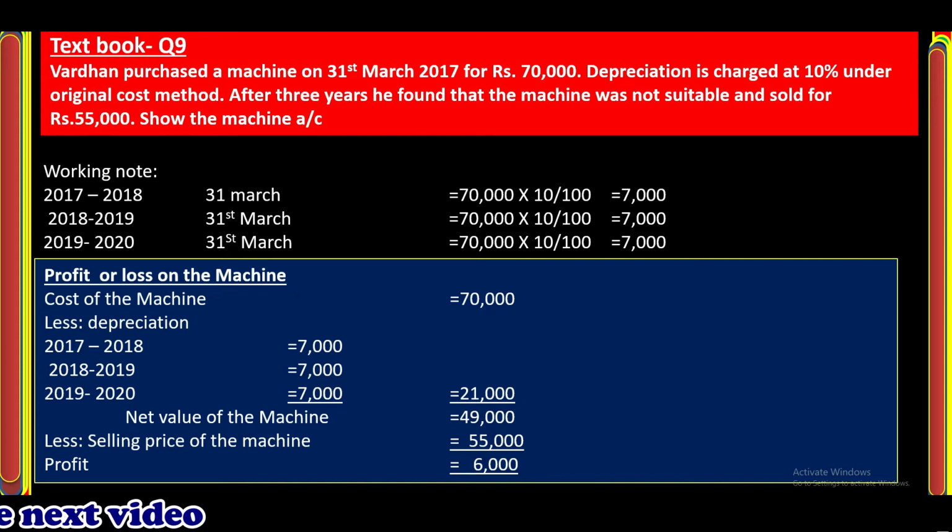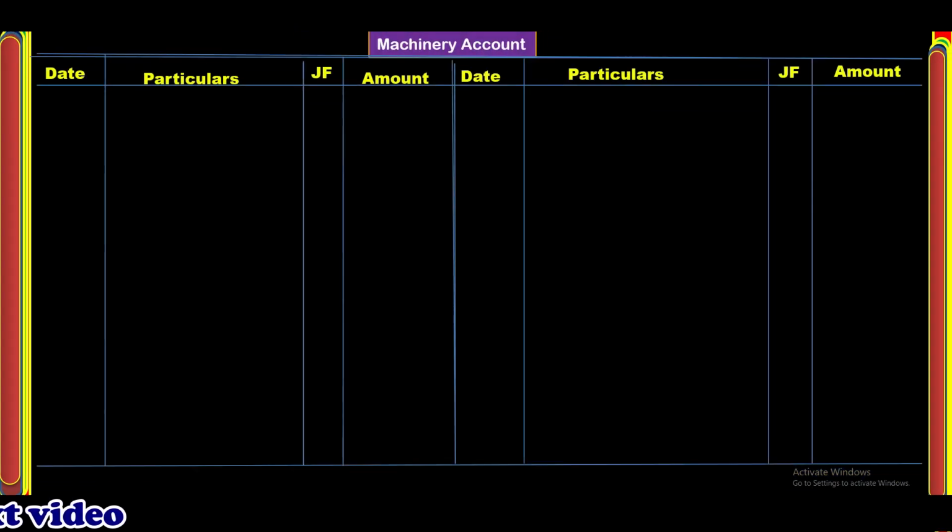Okay, so here I am going to show how to prepare the machinery account. Let us see. Now I am going to show the machinery account. In this machinery account, on the debit side we should show the cost of the machine. The year is 2017 April 1st, to bank, the cost is 70,000.